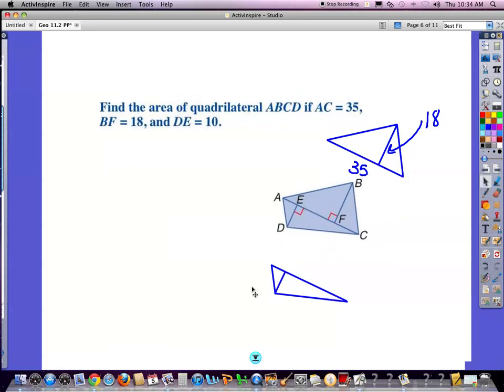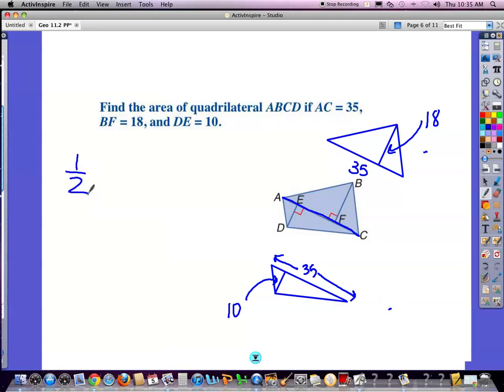This is our 10 right here. And once again, this 35, that's this piece right here. That's the same for the bottom of that triangle, and it's the same for this triangle right here. All right, the formula for the area of a triangle is 1/2 base times height. So I'm going to take this triangle area and add it to this triangle area together.